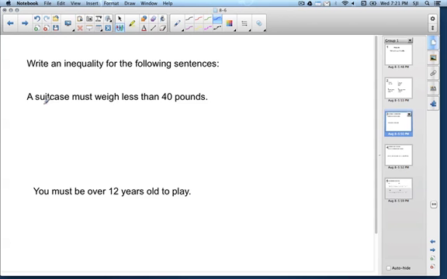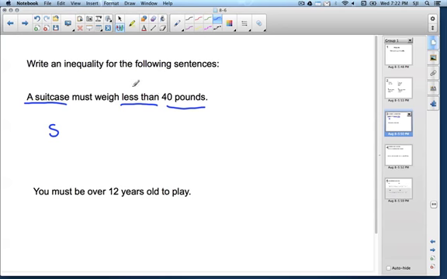The first example is a suitcase must weigh less than 40 pounds. One thing that I like to do is always underline the important words. We have a suitcase, less than, and 40 pounds. So we're going to start by translating each one of these things individually. The first one is a suitcase. We don't know how much this suitcase weighs, but all we know is that it's a suitcase. So that means that we need to represent it as a variable. And we could represent this as S for suitcase.